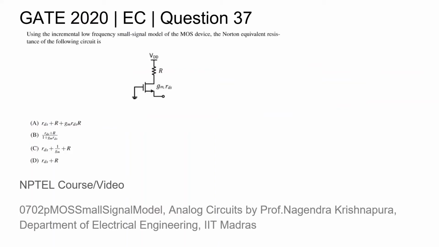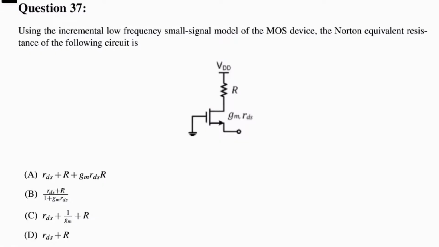This is question 37 from the GATE 2020 EC paper, where we are asked to perform small signal analysis for the following circuit and find the Norton equivalent resistance looking into the source of the transistor. Underneath the question, you will find the title of the NPTEL course or video relevant to this topic. So let us solve this problem.